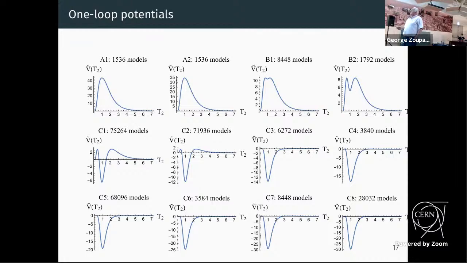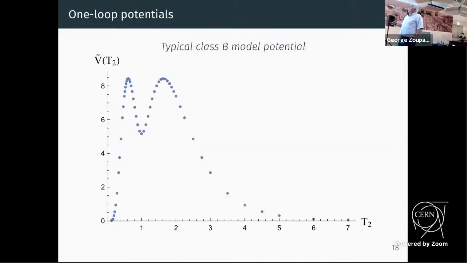Actually, you have some classes of models, and there are more of them, but they are similar. You have models where you have a positive potential, like this one, or you have models where the potential goes negative and then goes back to positive. And there are models with completely negative potential. So I'm going to single out these models with positive potential. Of course, these are with respect to the modulus T2. There are other moduli, but this is the most important modulus. This is the result of the numerical calculation. I'm going to show a typical model of class B.